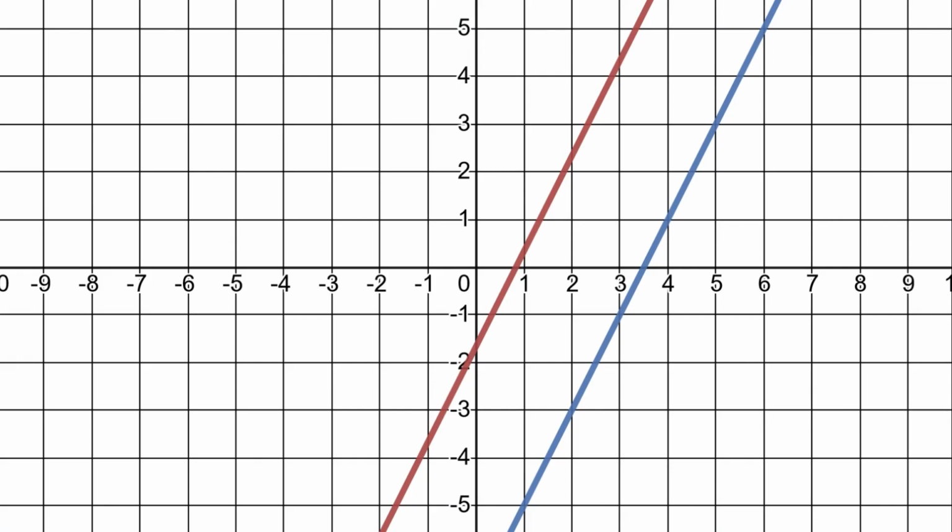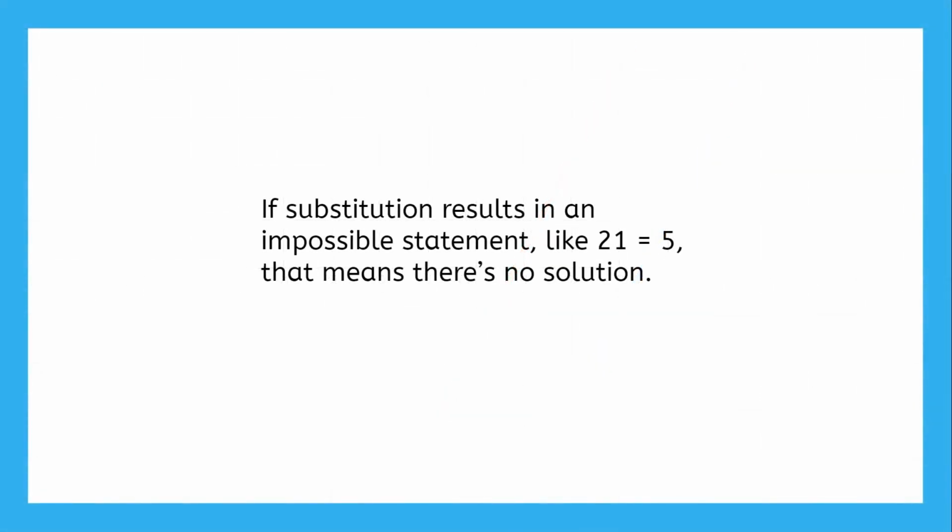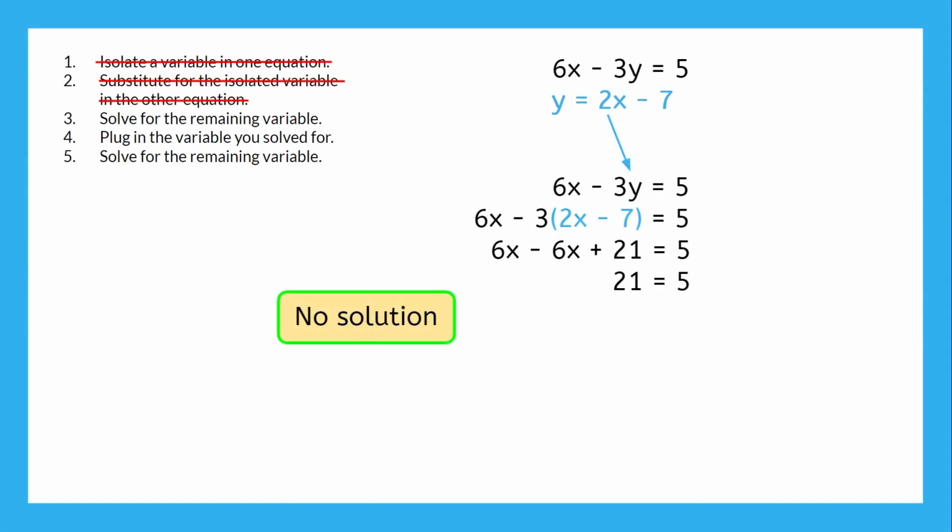Oh, that explains it. The reason we got such a weird result is because there isn't a solution. Anytime you get an impossible result, like 21 equals 5, that means there's no solution. A system that's impossible to solve will result in an impossible statement. So then this system has no solution.